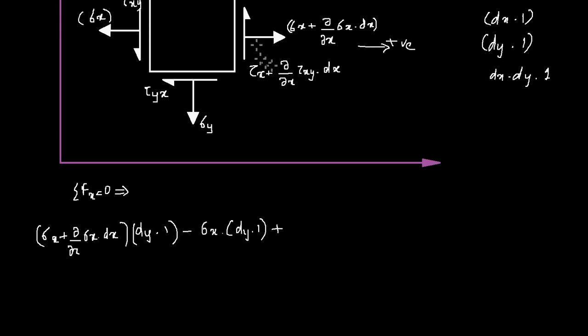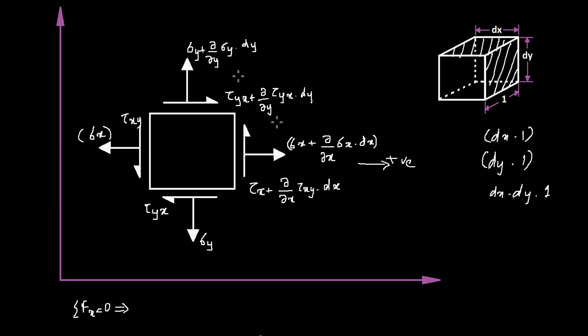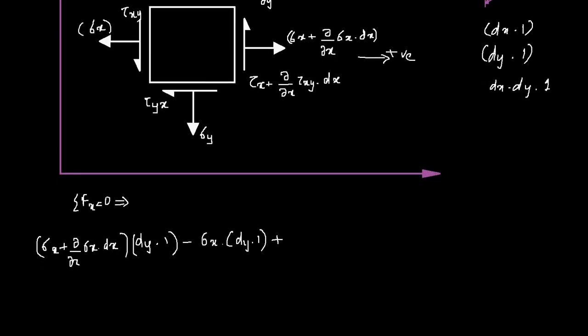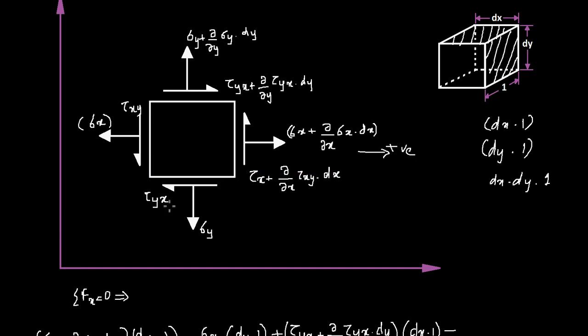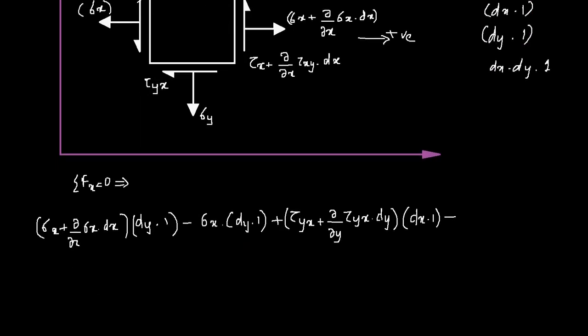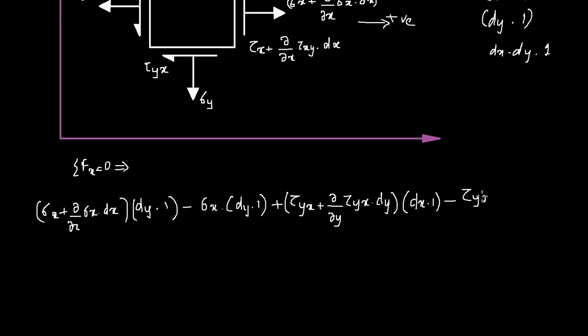plus you have this stress here, which is acting in the positive x direction, so that is tau yx plus rate of change of tau yx times dy, times the area, which is dx times 1, minus you also have the force corresponding to this stress, which is tau yx times this area, which is again dx times 1.